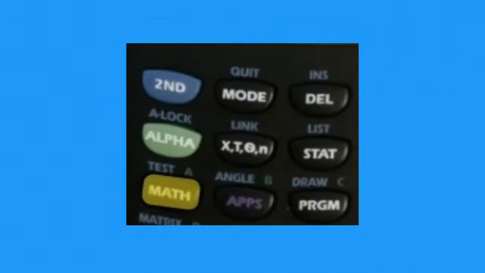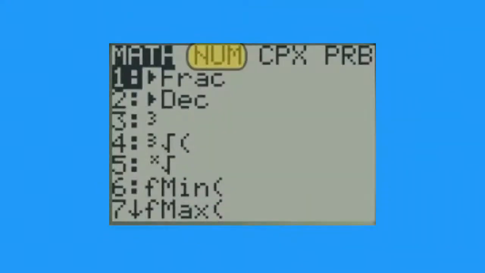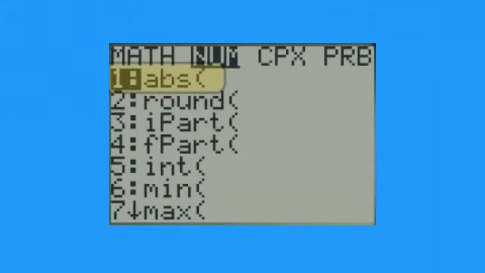First, press the math key. To find the absolute value, we need to go to the numerical part of the math categories. To get there, press the right arrow. And you will see that absolute value is the first entry. Press enter to choose the absolute value.